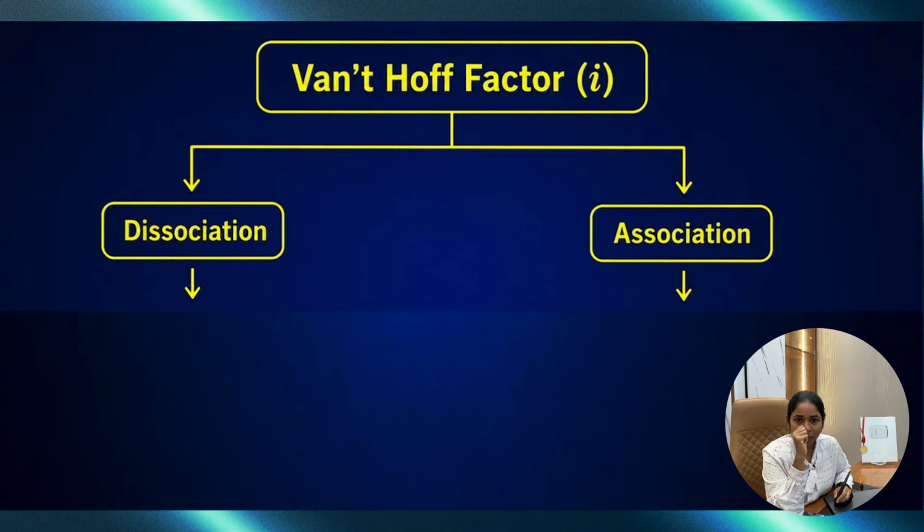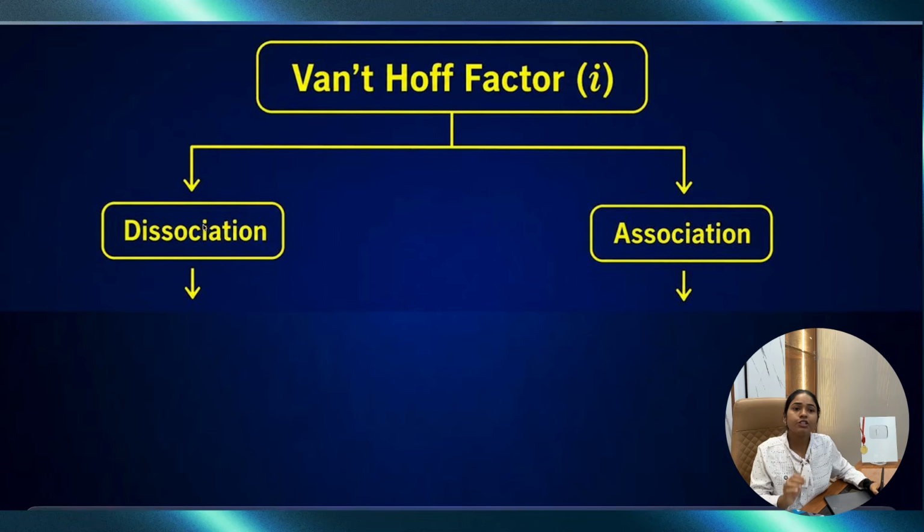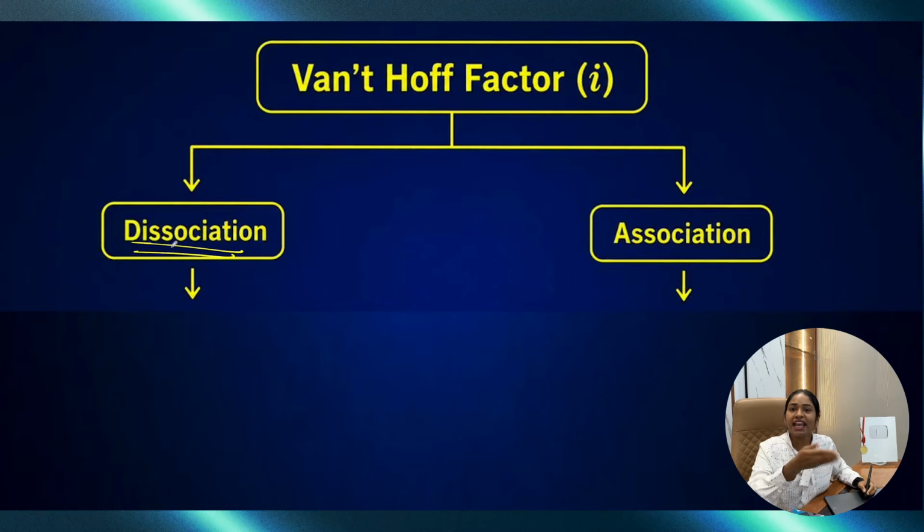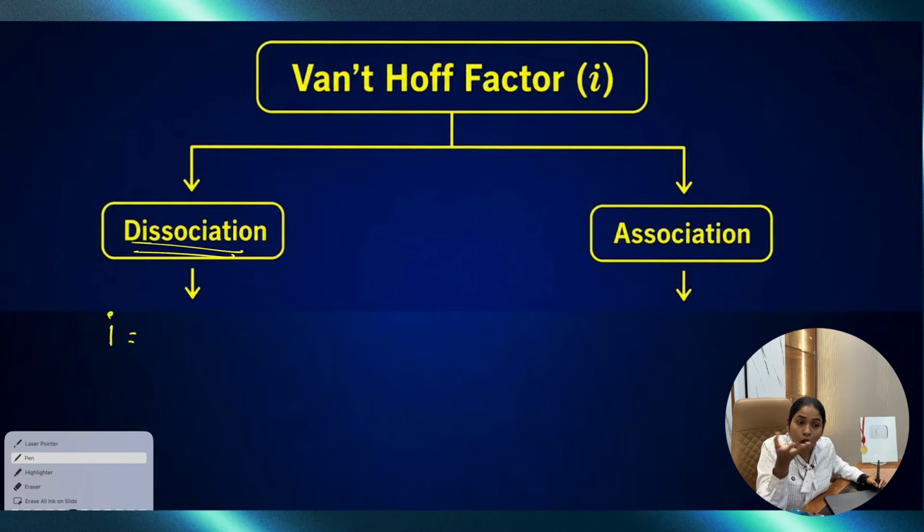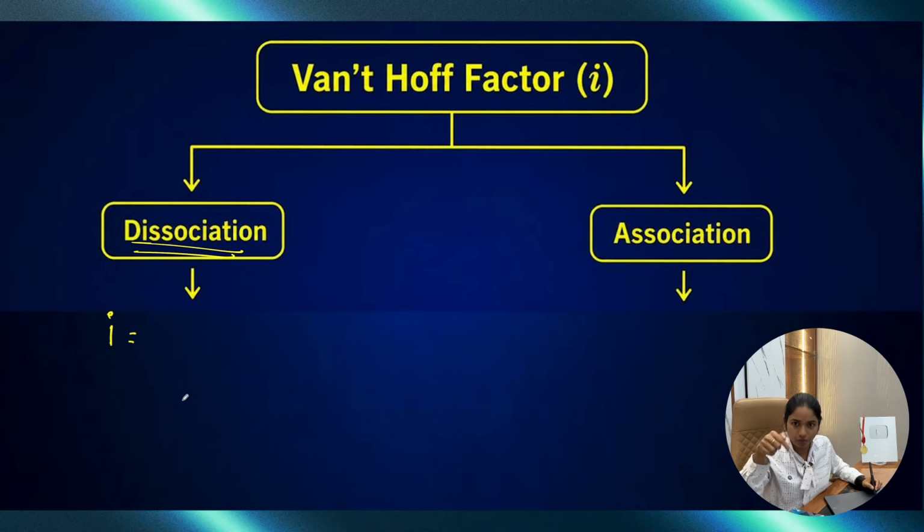Van't Hoff factor i. Two things may happen. The substance may undergo dissociation or it may undergo association. Dissociation means breaking, like NaCl breaking into Na+ and Cl-. In such a case, directly use this formula. Ma'am, if you want to know how to get this formula, for the full derivation, comment in the comment section. Next video I'll make it.